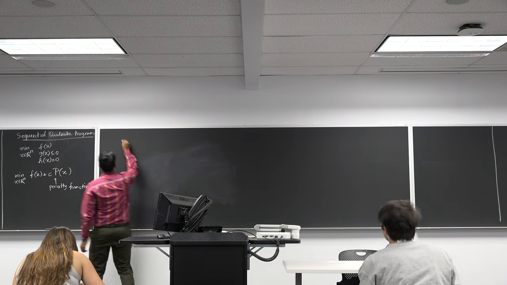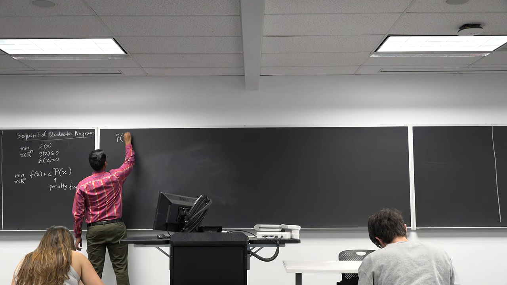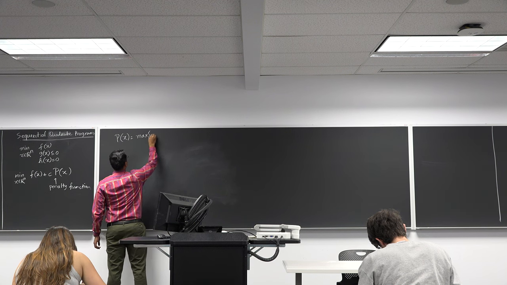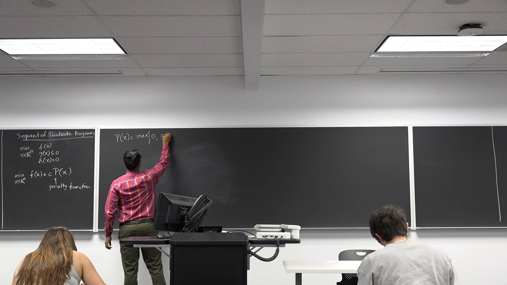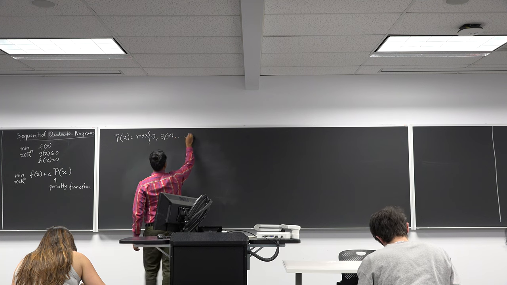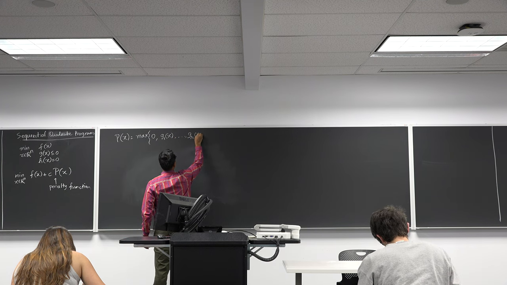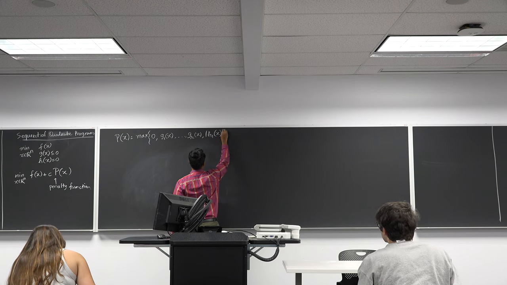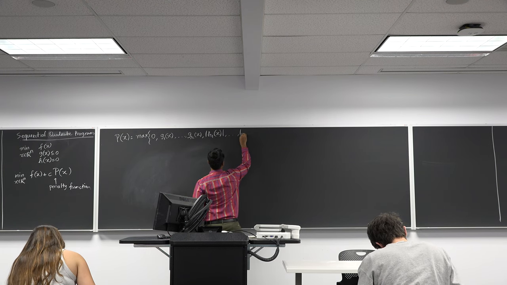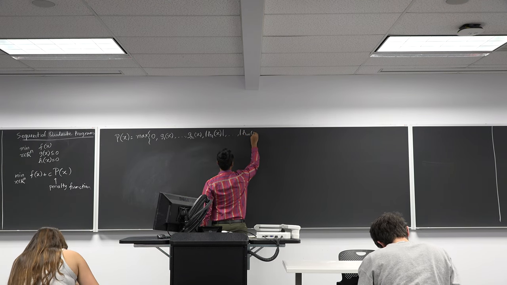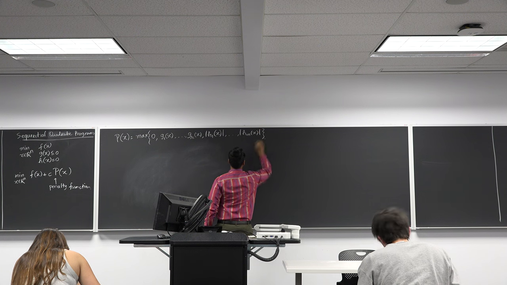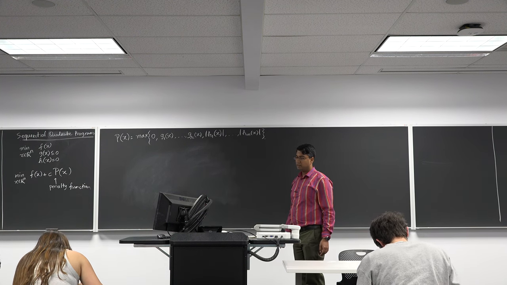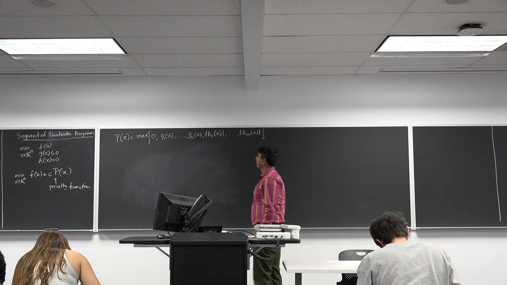It turns out that the penalty function P of x is going to be the max of 0, g1 of x, ..., gr of x, absolute value of h1 of x, ..., absolute value of hm of x. That is the penalty function we'll be working with.